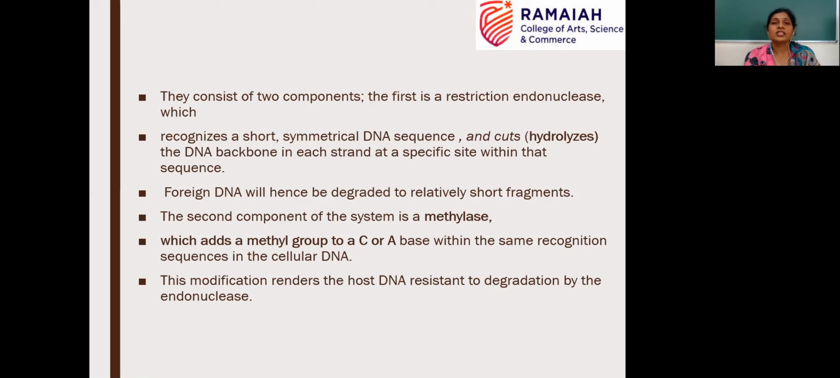That's how the host DNA is protected from the restriction endonucleases, because of the modification rendered by the methylase component of this restriction modification system. If it is foreign DNA, the restriction endonuclease cuts that foreign DNA into short fragments, by which it becomes inactive. If it is host cellular DNA, it is modified by methylase so that it becomes resistant to the activity of restriction endonuclease. That's how the restriction modification system within the cell acts.